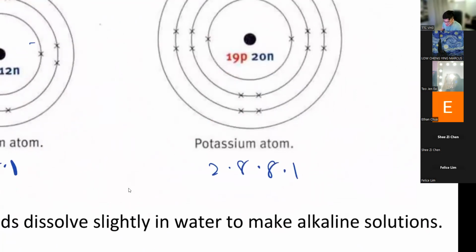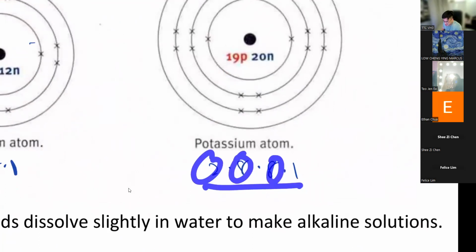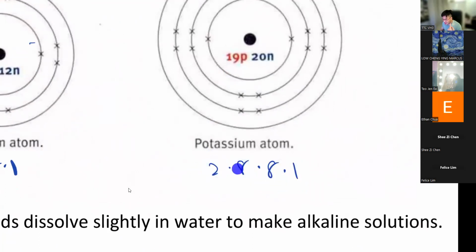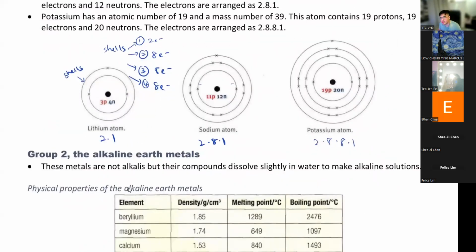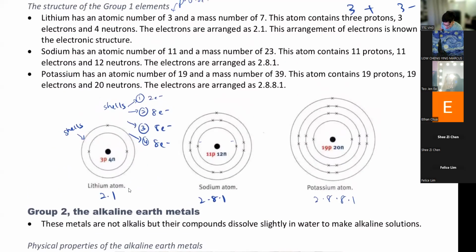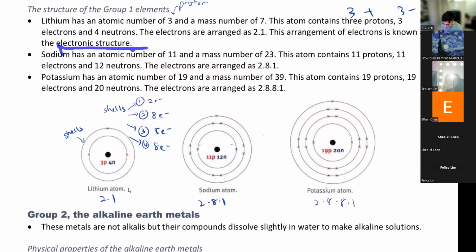So you can see here, I have 4 shells. I have 2 on the first shell, 8 on the second shell, 8 on the third shell, 1 on the fourth shell. And that's how you draw the electron arrangement. This is what we call an electronic structure, or we just say the electron arrangement. All right, you guys cool?